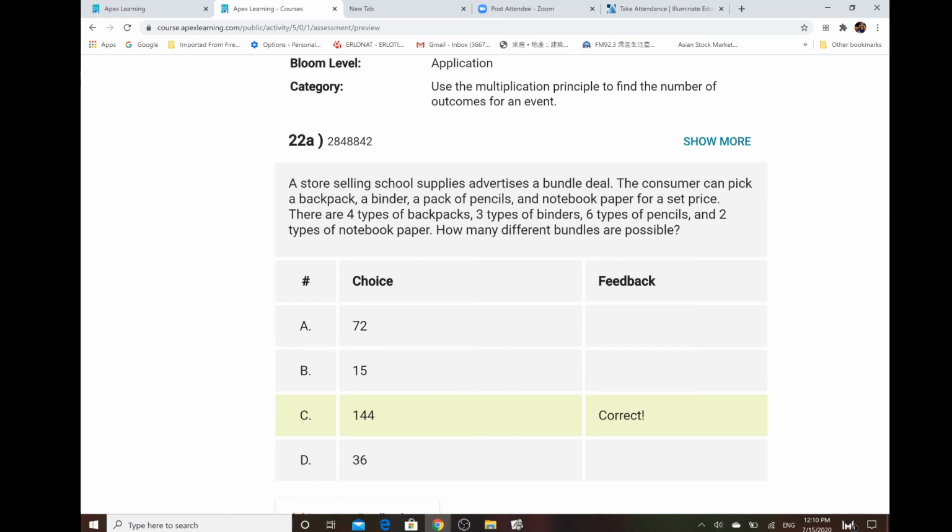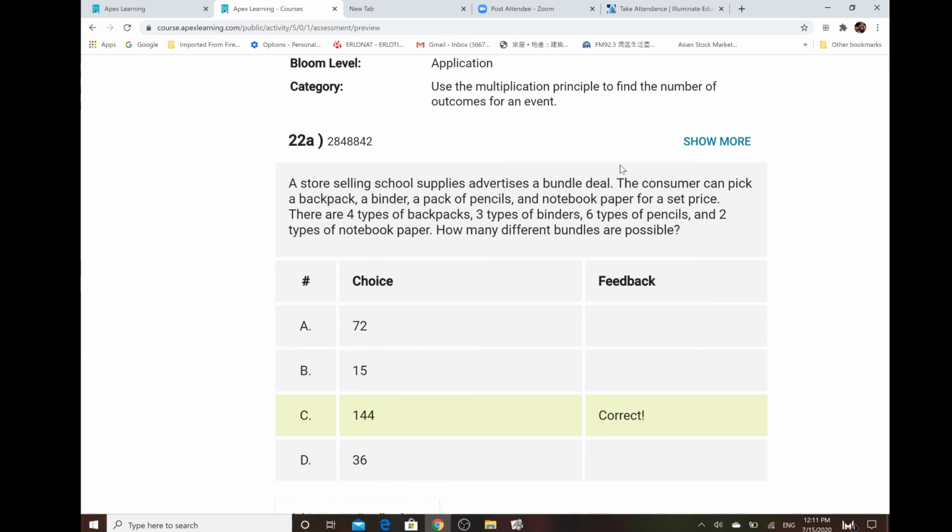So the way to arrange this one, since we do have 4 types of backpack, 3 types of binder, 6 types of pencil, the way to do it is 4 times 3 times 6 times 2. So you multiply them all together, and eventually it's going to be 144.